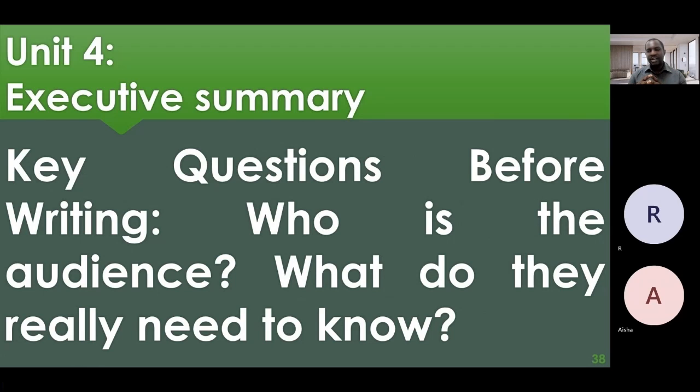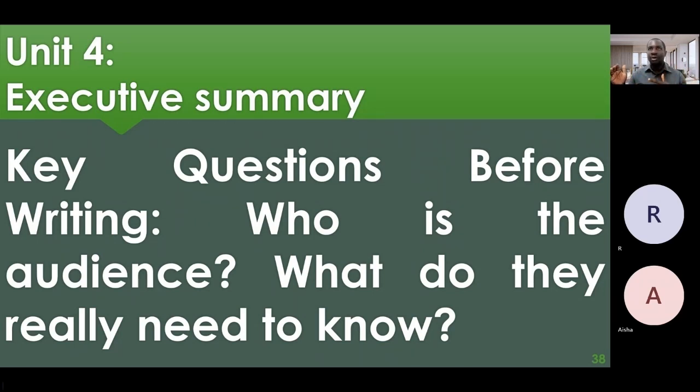So, key questions before writing. Who is the audience? And that should be on the cover page. The audience could be the board of directors of a company or your boss in your own company. What do they really need to know? And that's what should be captured in the executive summary: the key, pressing, significant issues. The ones that are not significant or important for decision making, leave them in the body of the content. Don't bring them to the summary. So the summary should capture captivating issues.